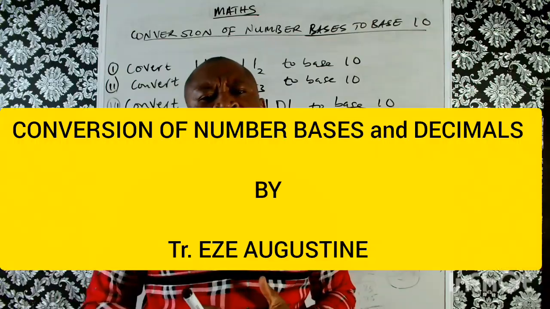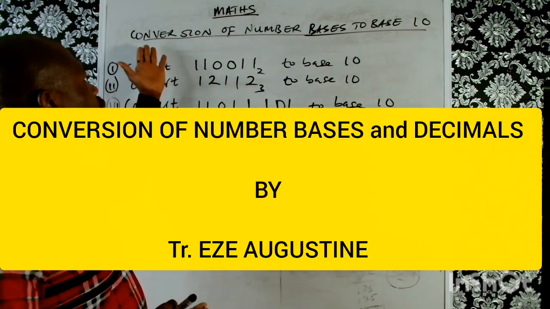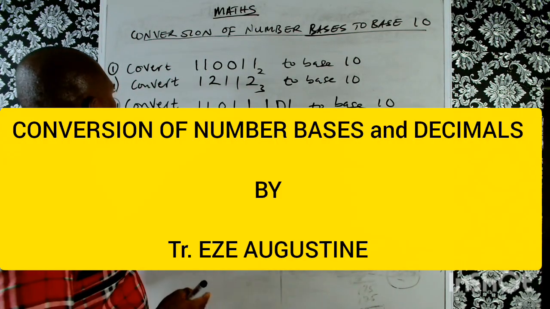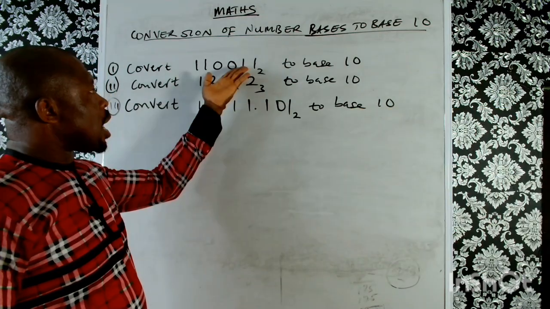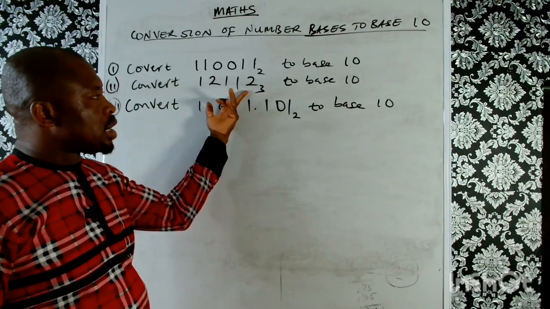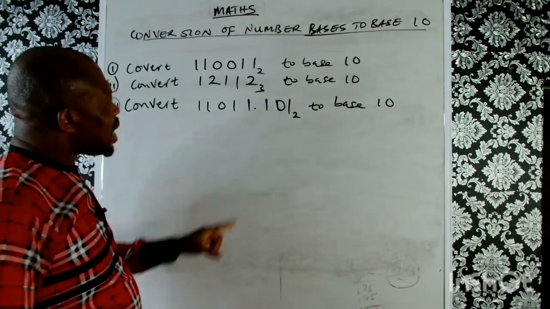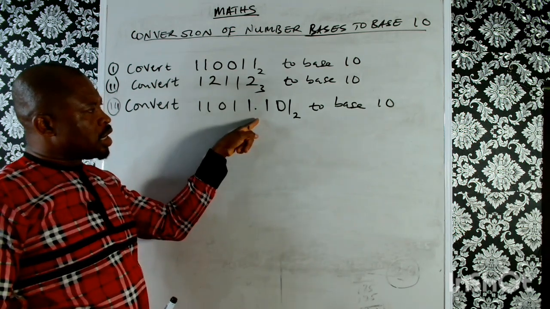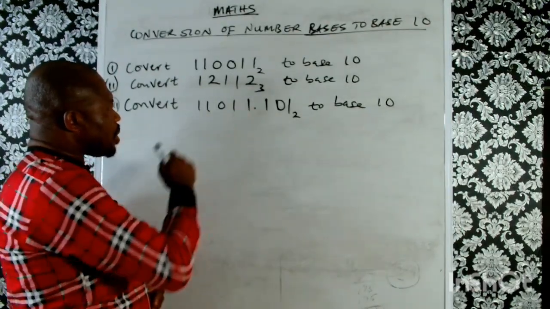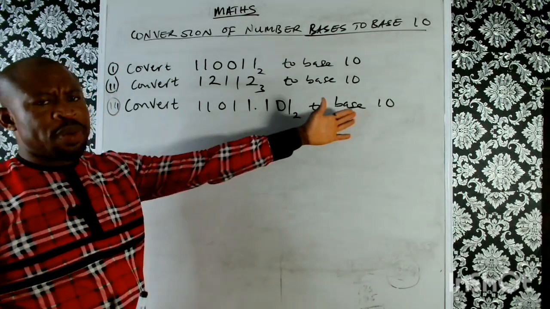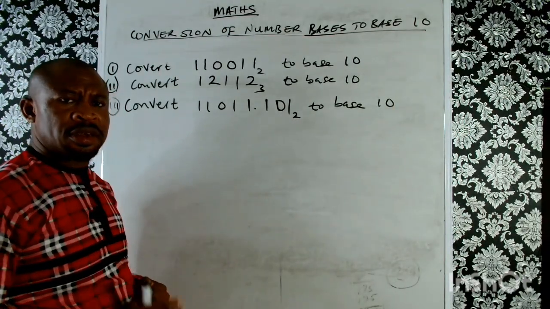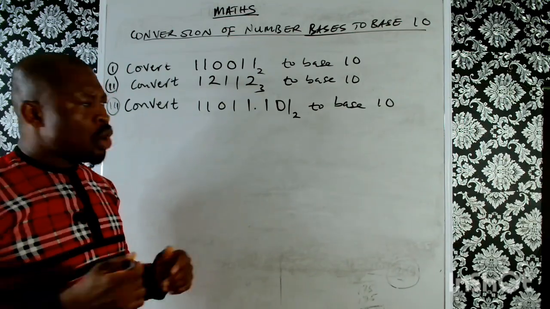Easy. Today, I want us to look at conversion of number bases to base 10. Of course, we have on the board from base 2 to base 10, and this one, base 3 to base 10. This one has to do with decimal. Let us see how we can convert decimal numbers, maybe in base 2, to base 10. Now let us go. It's very simple.